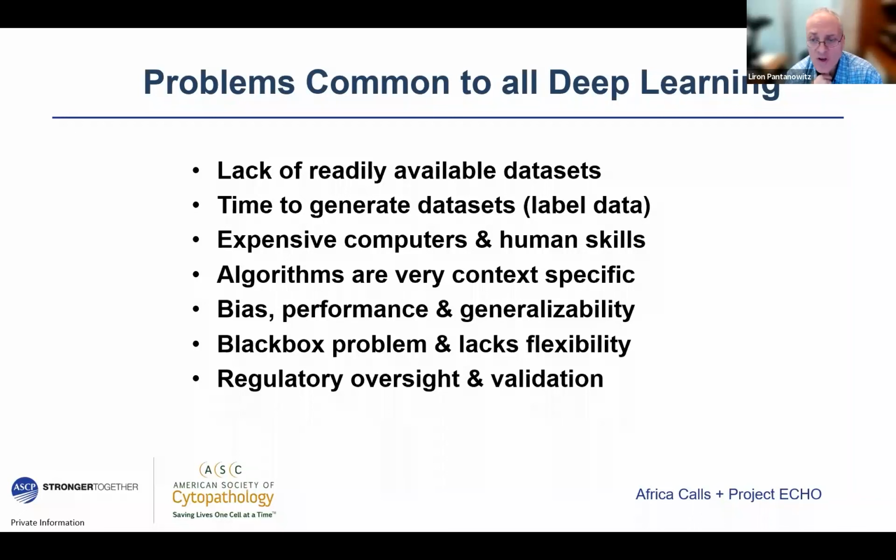The algorithms are very context specific. And what I mean by that is if you build an algorithm to do one thing, that's all it will do. So if you build an algorithm to detect squamous lesions, that's all it will do. It's not going to find bugs like herpes on a pap test. It's not going to find glandular lesions and so on. You have to build multiple algorithms.